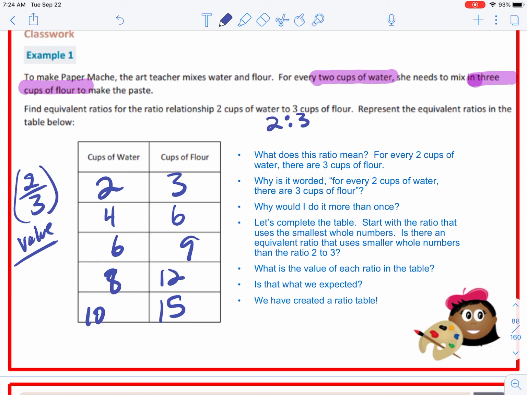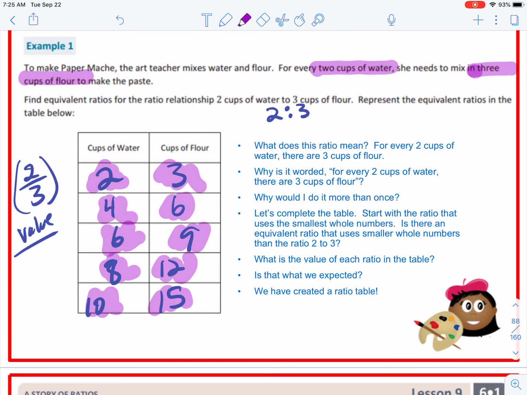Why is it worded for every 2 cups of water, there are 3 cups of flour? Well, this suggests that we might be doing that action repeatedly, adding 2 cups of water and 3 cups of flour. Why would I do it more than once? There are times that you're going to have to make batches that are larger than using 2 cups of water and 3 cups of flour. And that's why if you need big batches, we have a table of equivalent ratios that give us the exact value that we need if we're going to make bigger batches of this paper mache paste.